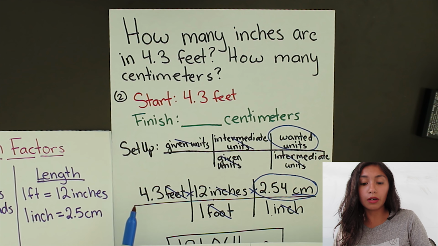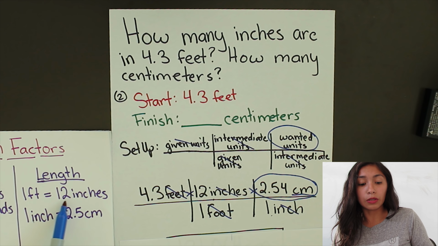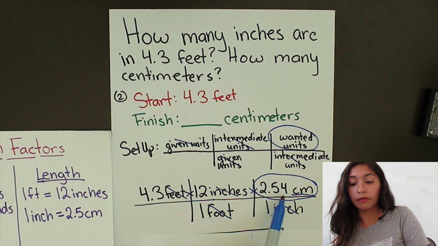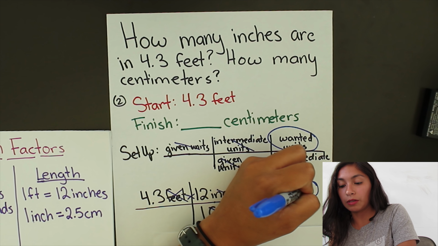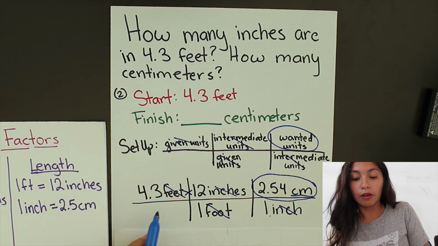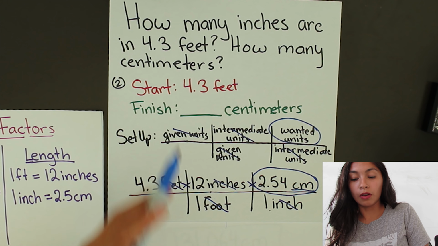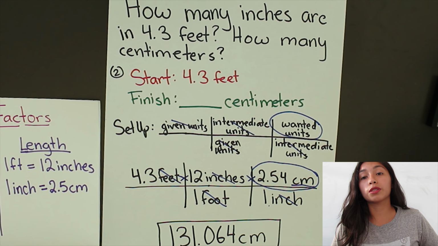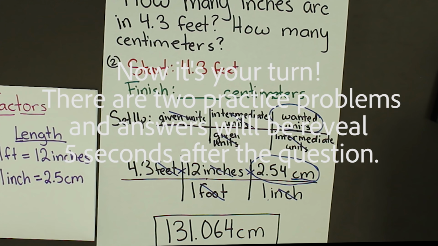So let's get started. We're starting with 4.3 feet. We bring down our units, which is 1 foot, and we know that 1 foot has 12 inches, and we bring our inches down. In 1 inch, there is 2.5 centimeters. We cross out our units. We stay with centimeters. All we have to do now is plug these numbers in our calculator. So we have to multiply 4.3 times 12 and times 2.54. Once you do that and you get your answer, your final answer should be 131.064 centimeters. And that's pretty much it. That's all you have to do.